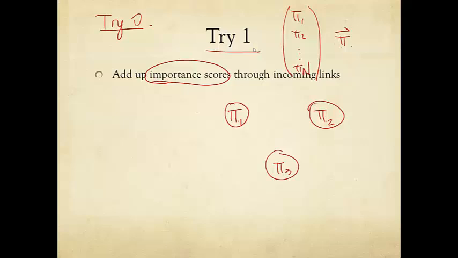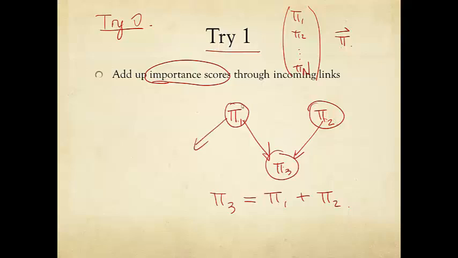So try 1 says that, look, you got these pi's. Maybe you can just add up the pi's that point to you. For example, if node 1 and node 2 both point to node 3, then I can say node 3's importance is the sum of pi 1 and pi 2. Simple enough. This is slightly better than just counting degrees because I now allow each node to have different importance score.